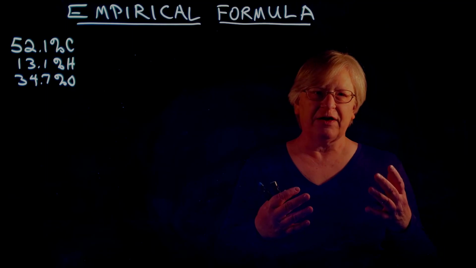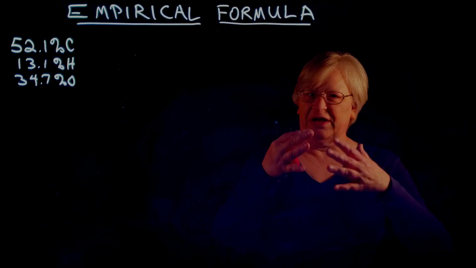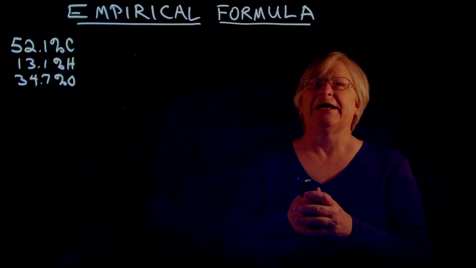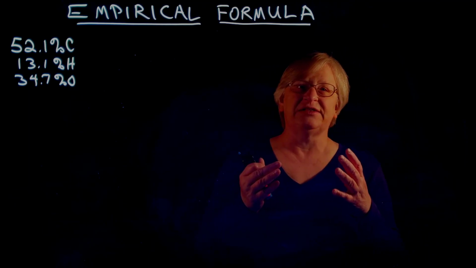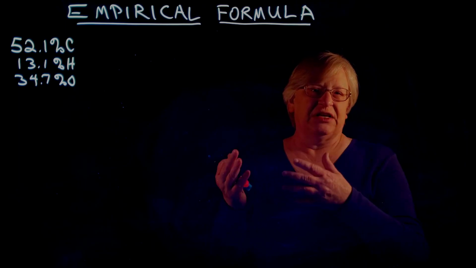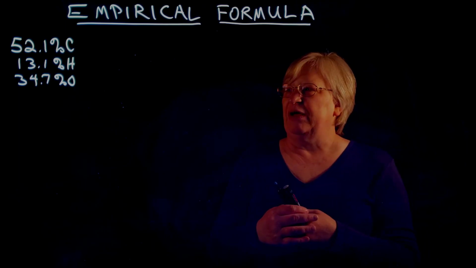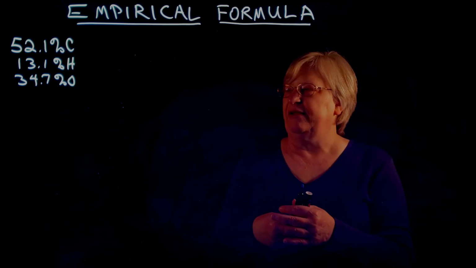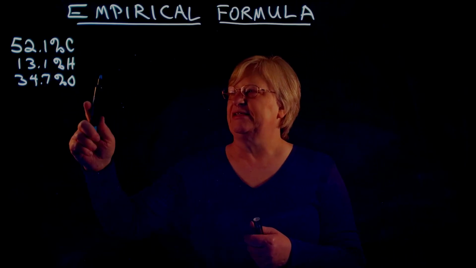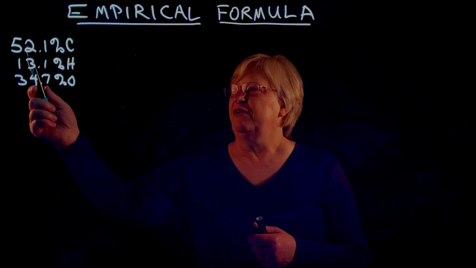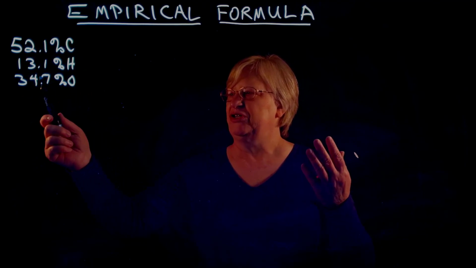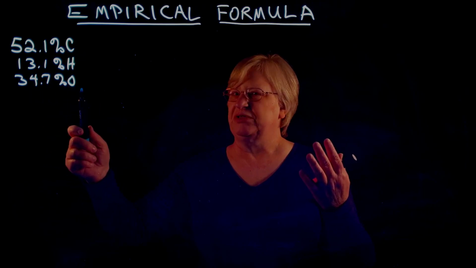So we purify the compound, we get it away from all the other compounds in there, we get it pure, and then we say, what is it made of? And so we do some analysis on it in a lab. We either send it away or we do the analysis ourselves, and we come up with some kind of data on it, and the data comes back and it looks like this. It says we have 52.1% carbon, 13.1% hydrogen, and 34.7% oxygen.